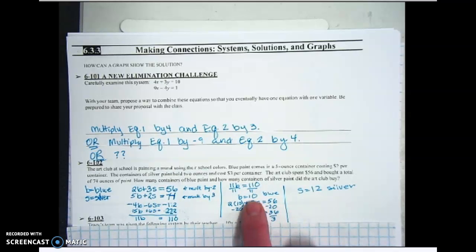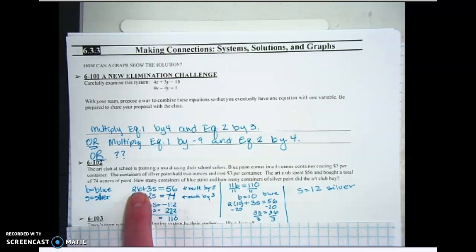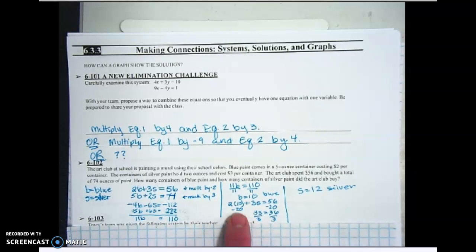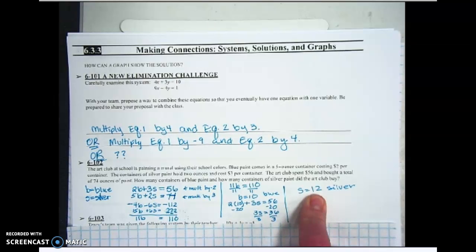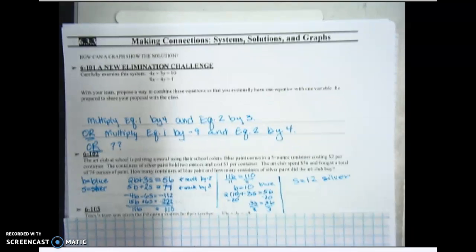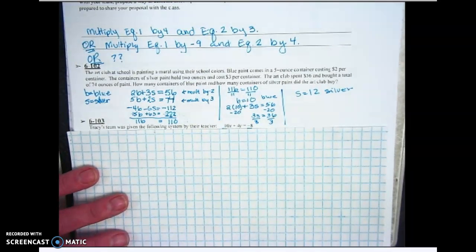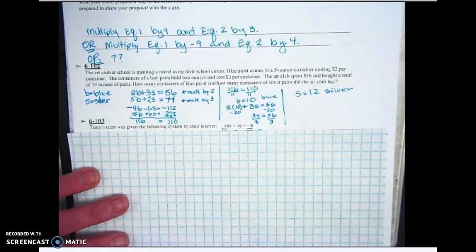So I'm going to take that 10 and plug it back in. I'm going to pick either of the two original equations. It looks like I picked the first one. So I said 2 times 10, which is 20. So I subtract 20 from both sides, and then I divide by 3, which means I'm going to have 12 containers of silver.